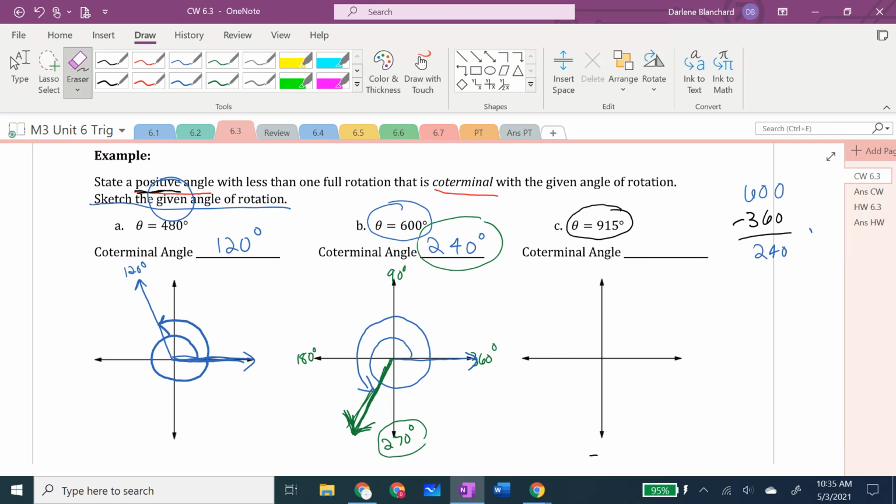Now, for 915. If you're aware of 720 being double 360, then you might immediately just subtract 720. But let's say you don't notice. What is 915 minus 360?